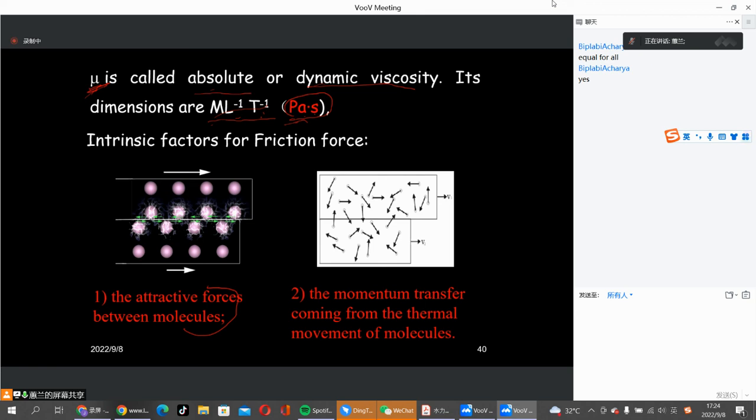So for gas, the dominant factor that decides its viscosity, or its resistance to deformation, is the momentum transfer due to the thermal movement of molecules. So I would like to ask you, when the temperature increases, will the viscosity of a liquid increase or decrease? When the temperature increases, what will happen to the viscosity of a gas?